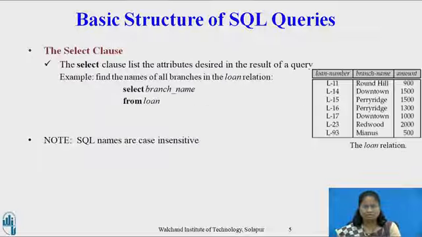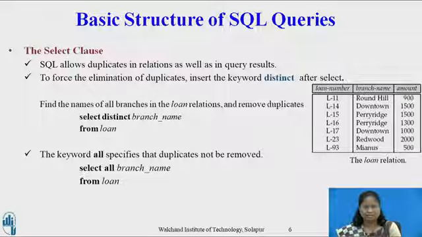The select clause lists the attributes desired in the result of a query. Example: find the names of all the branches in the loan relation. So the SQL command is select branch name from loan. The result is a relation consisting of a single attribute with the heading branch name. SQL names are case insensitive, that is, we may use uppercase or lowercase letters.